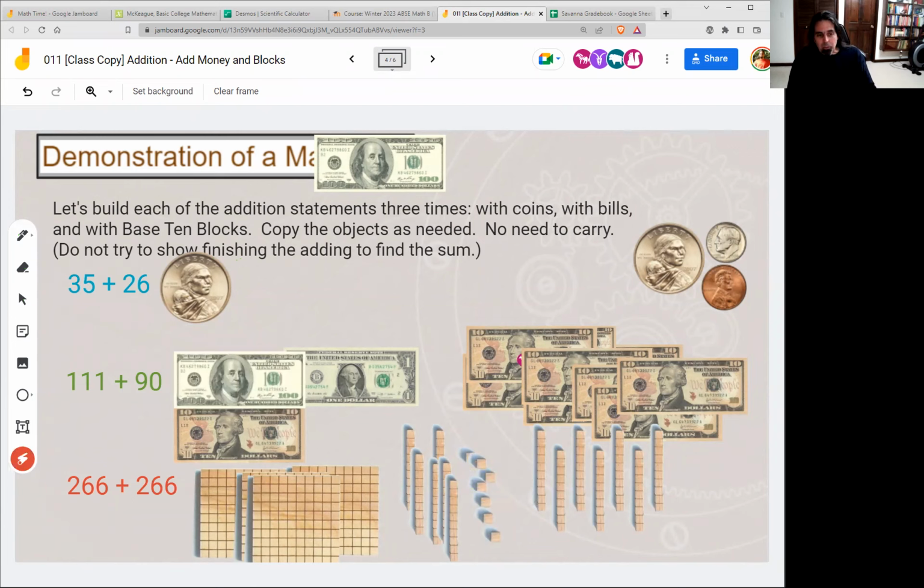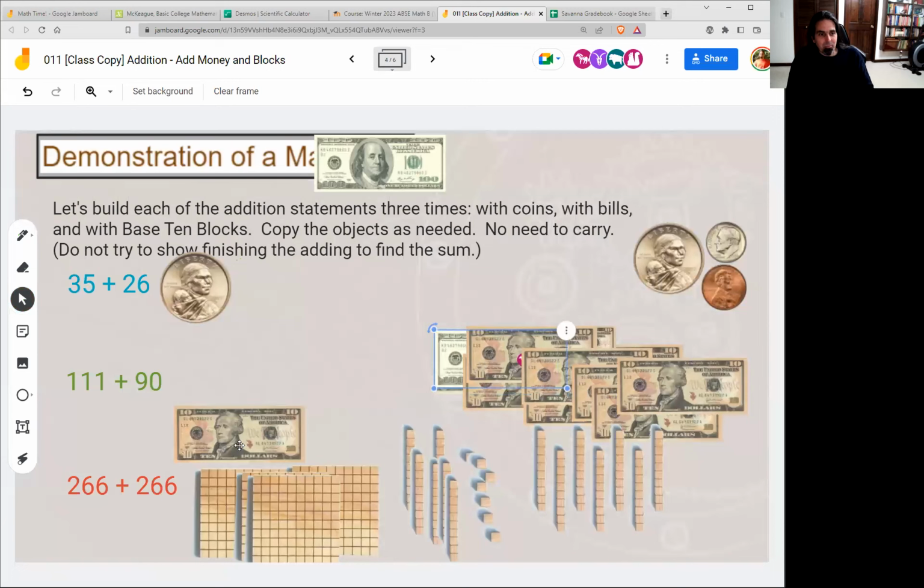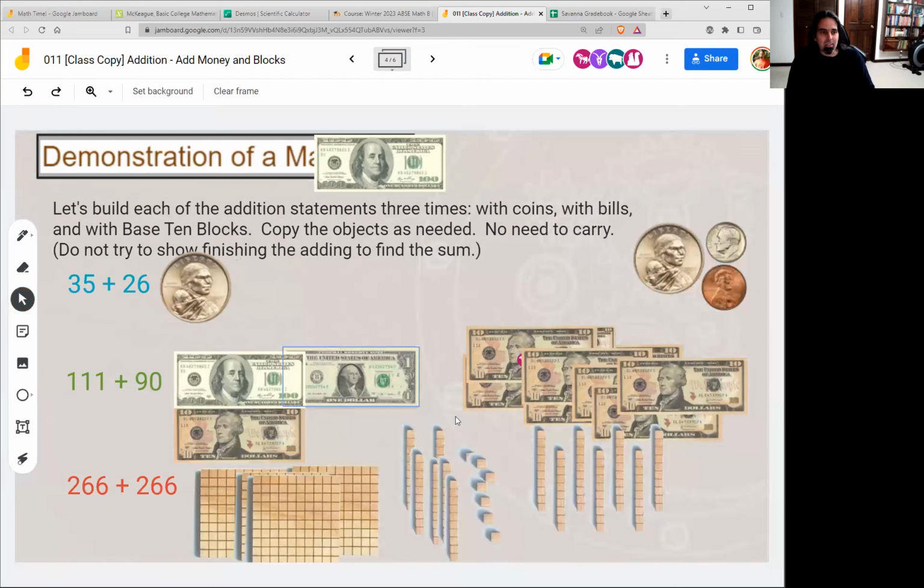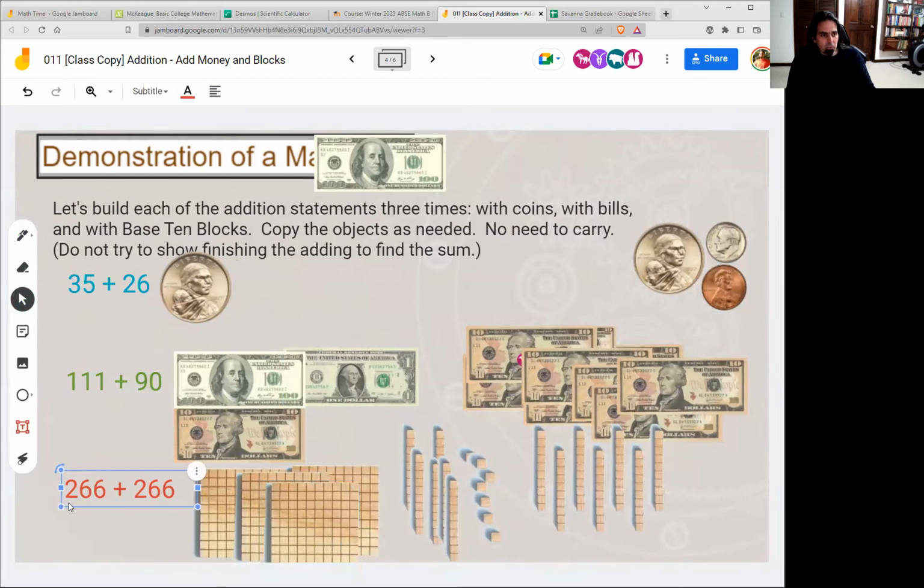I want to point out that both of these philosophies are great. When Josie did the money, she kind of separated in space the 100 and the 11 and the 90, so they weren't overlapping. The idea was if we wanted to add them, we could always push everything together, but we're sort of waiting to add. Whereas Savannah with the blocks just piled the 200s and the 200s right on top of each other to start with. And that's fine too.